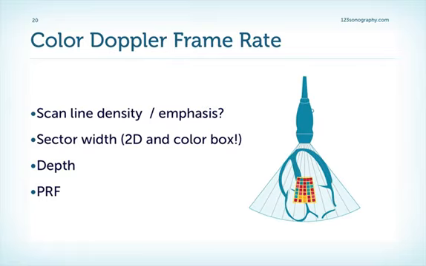Do you want to have a good background 2D image, or do you want to have a good color image and high frame rates? The sector width also plays an important role. Not only the sector width of the color box, but also the 2D image sector width. Why? Because what we're trying to have is a very high density of scan lines here within this region of interest. And if we're wasting these scan lines on other regions, and we're wasting processing power, then the quality and also the frame rate of the region that we're interested in is not going to be that high.